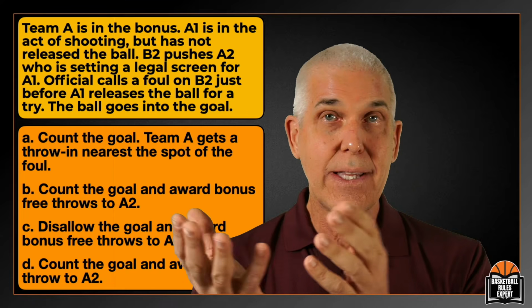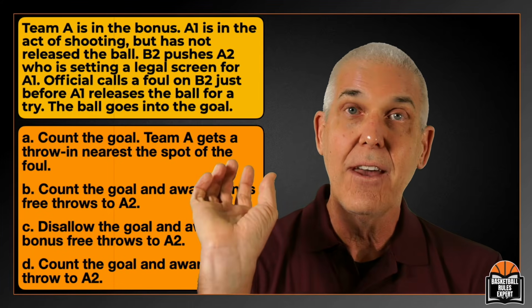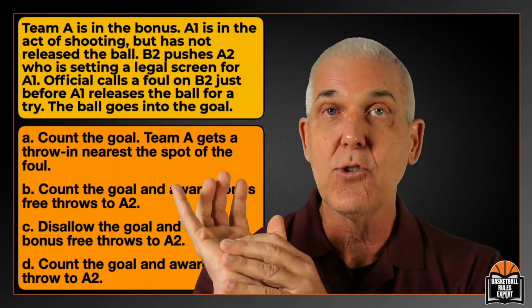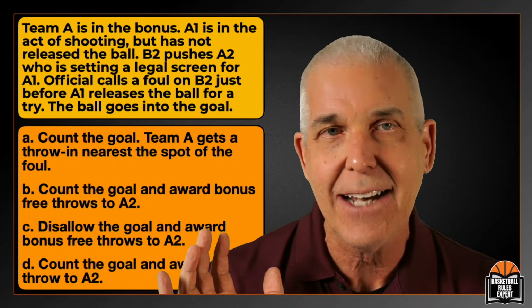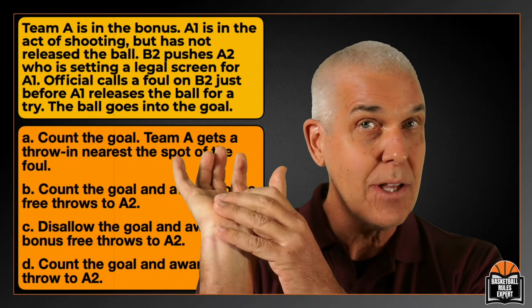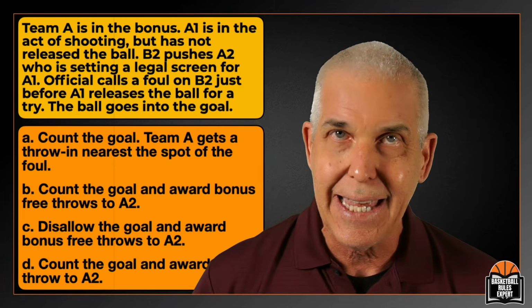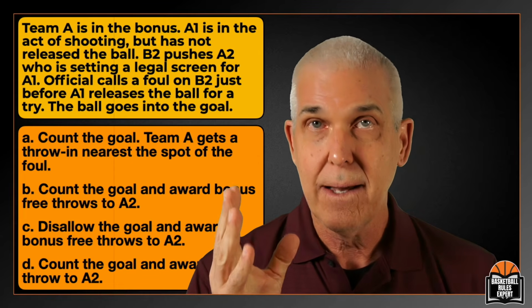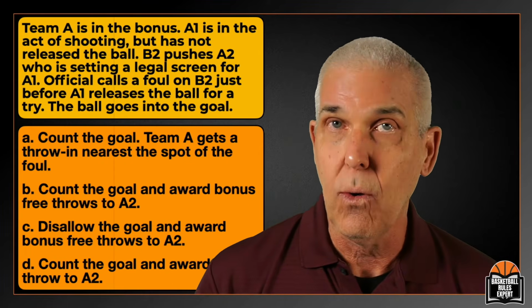Our shooter in this situation was not fouled, but since there was a defensive foul after they had begun their habitual shooting motion, in the act of shooting but has not yet released the ball, continuous motion allows us to complete that activity, and the results of that activity will count. So in this situation, we are going to count the goal.